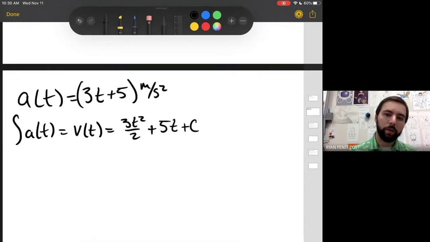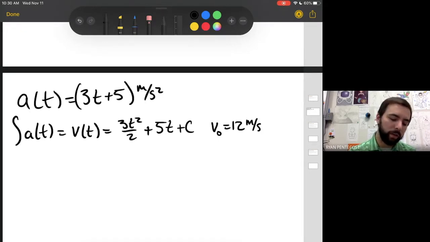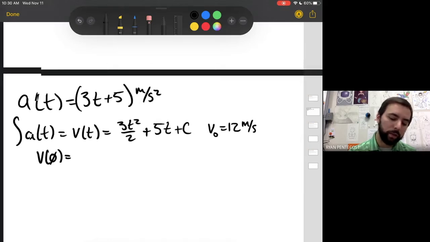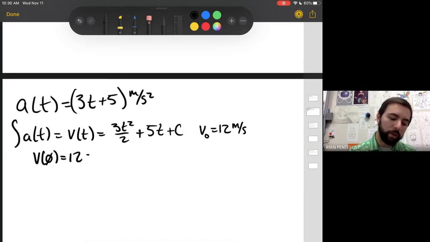And we're also given the information that v naught equals 12 meters per second, which is enough information to solve for c, right? That means that v of 0, at 0 seconds, is 12. So if we put 0 in for each t, that would be 0 here, plus 0 here, plus c. So 12 equals c.